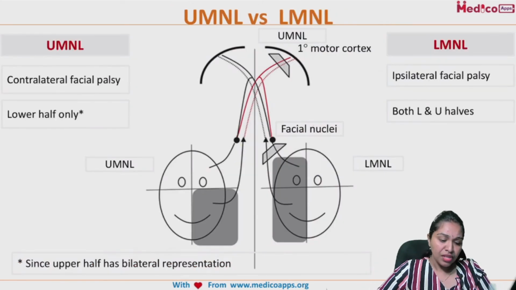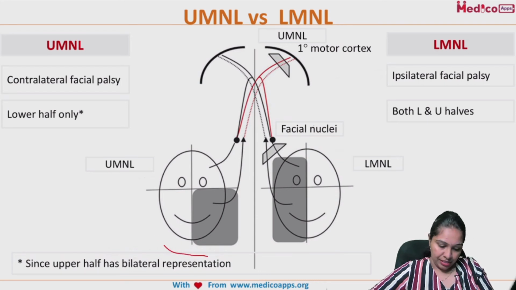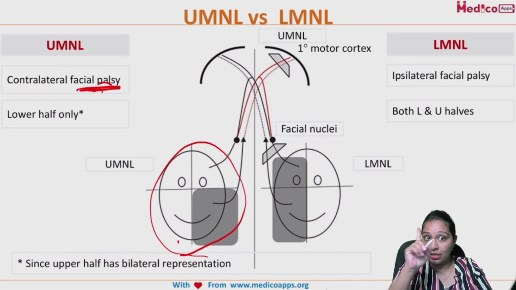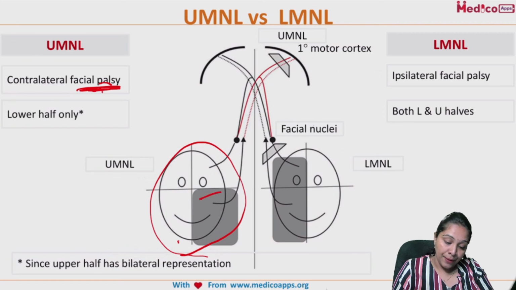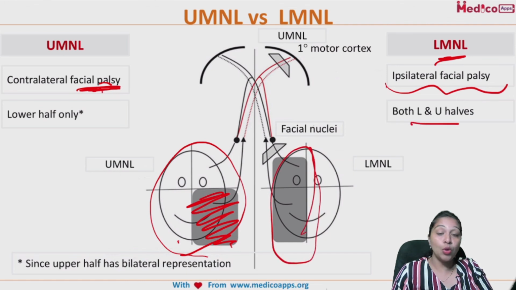Okay, now we have to understand the difference between an upper motor neuron lesion and a lower motor neuron lesion in facial nerve palsy. Now look at this image. In upper motor neuron lesion, contralateral facial palsy is present. See, contralateral facial palsy in upper motor neuron lesion, but only the lower half is involved, right? In lower motor neuron lesion, we have an ipsilateral facial palsy, but both upper and lower halves are involved. Okay, that is the difference between these.